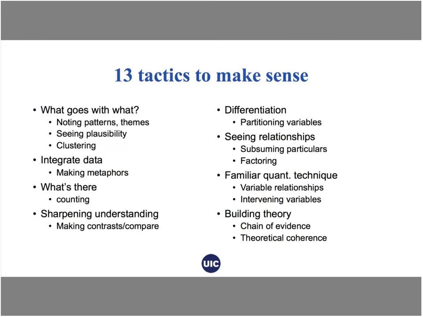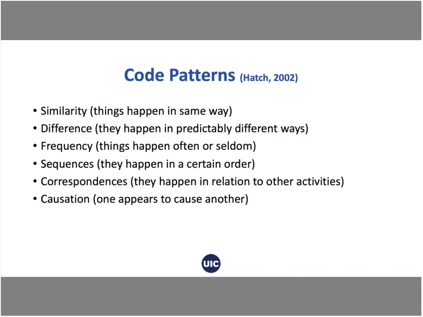You can try to differentiate meaning in the data. You can look for relationships, sub-relationships, and you can build theory. So there are lots of different ways, and CAQDAS allows you to look at the data in all sorts of ways. Similarly, we can look at the relationships between codes or code patterns. You can look at some similarities. What are some things happening in the same way? Or differences in code relationships, or something happening in predictably different ways. You can look at issues of frequency or sequence.